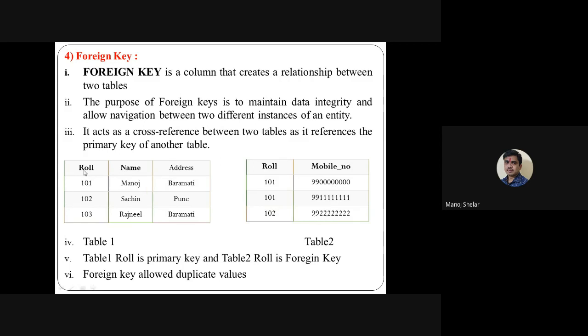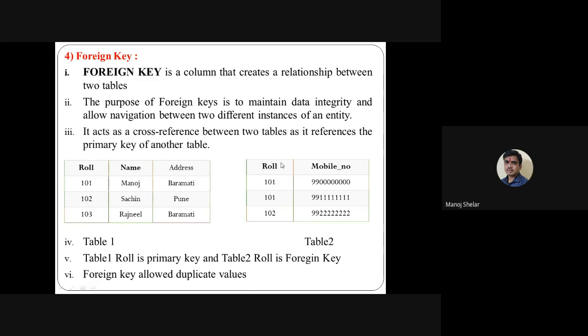Roll number, name, and address are the attributes of the first table, and here roll number is a primary key. Primary key means duplicate values are not allowed in the roll number attribute. So 101, 102, 103 are unique values in roll number.